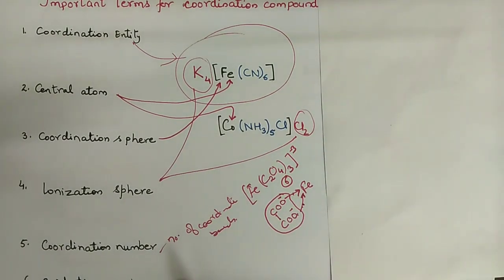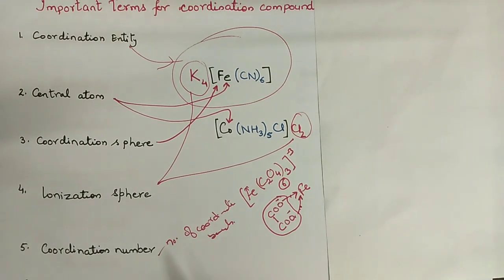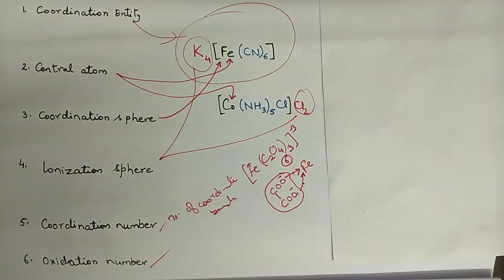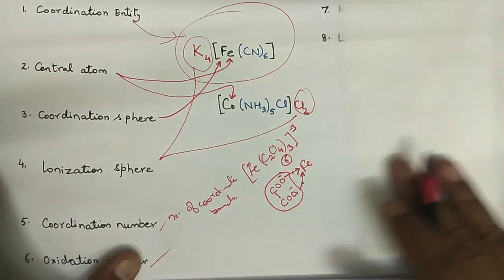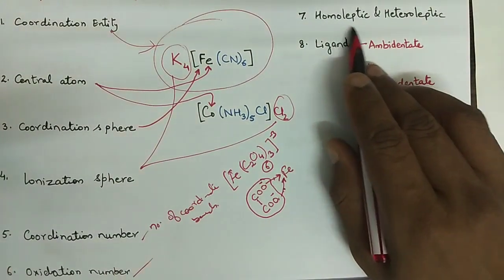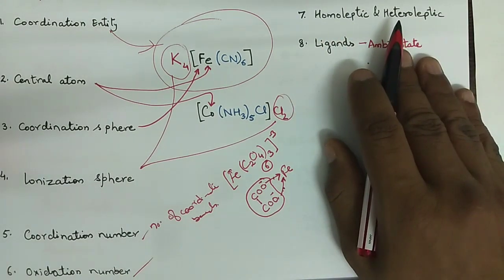And oxidation number. The oxidation number is very simple, and I think everyone knows what it is. It is the real charge, or the charge which appears on an atom, and that is called the oxidation number. You have studied this oxidation number in class 11. Now let us go to homoleptic and heteroleptic complexes.